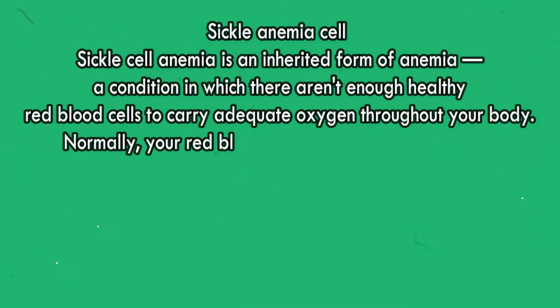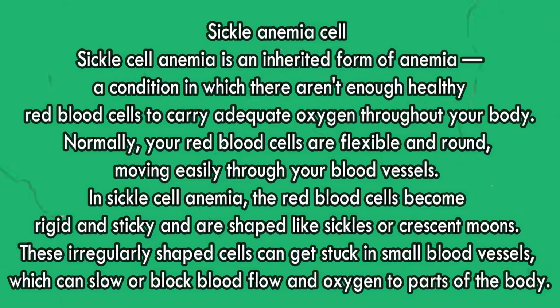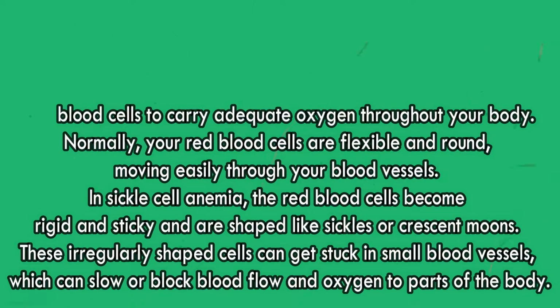Sickle cell anemia. Sickle cell anemia is an inherited form of anemia, a condition in which there aren't enough healthy red blood cells to carry adequate oxygen throughout your body. Normally, your red blood cells are flexible and round, moving easily through your blood vessels. In sickle cell anemia, the red blood cells become rigid and sticky and are shaped like sickles or a crescent moon. These irregularly shaped cells can get stuck in small blood vessels, which can slow or block blood flow and oxygen to parts of the body.